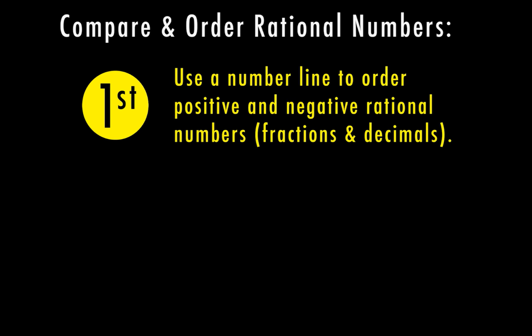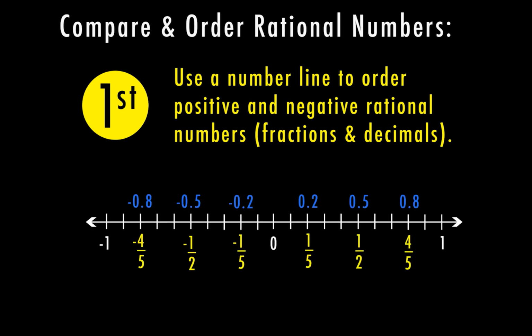A rational number, just to review, is going to be any number that can be represented by a over b as your form, and b cannot equal 0. So it can be a fraction. Fractions can also be converted to decimals. It can be positive or it can be negative. So let's go ahead and use that number line here.